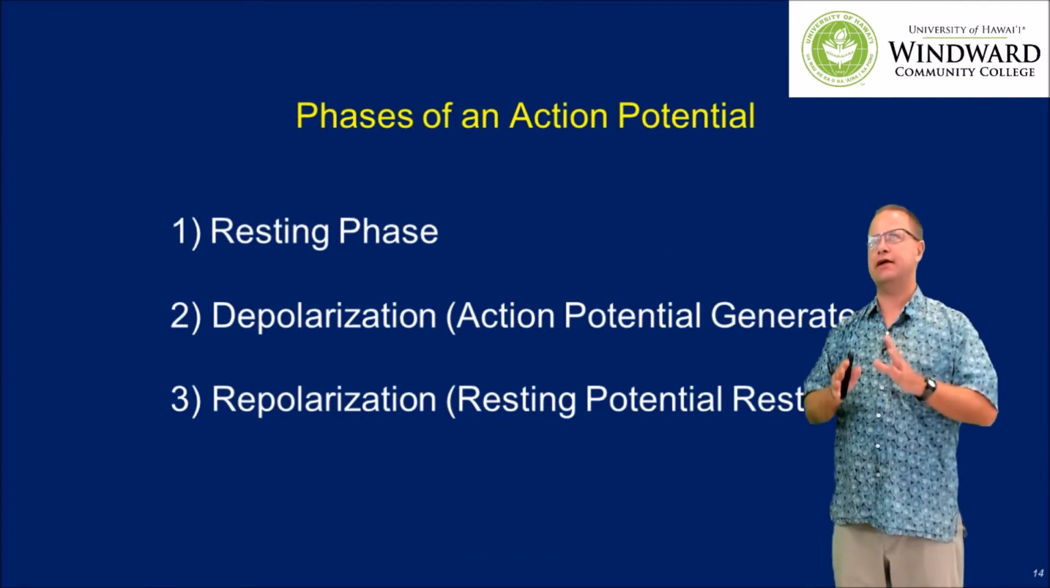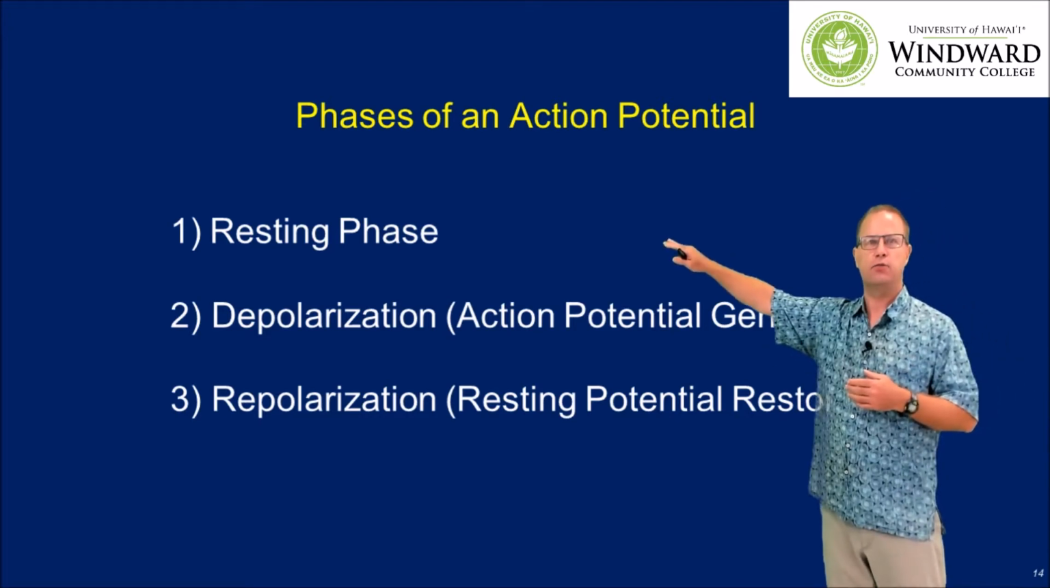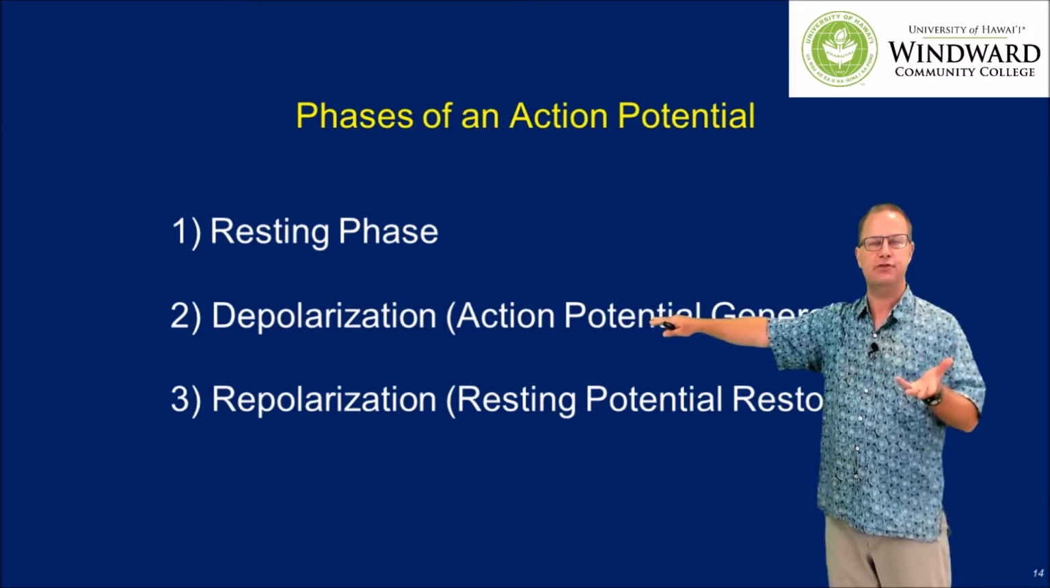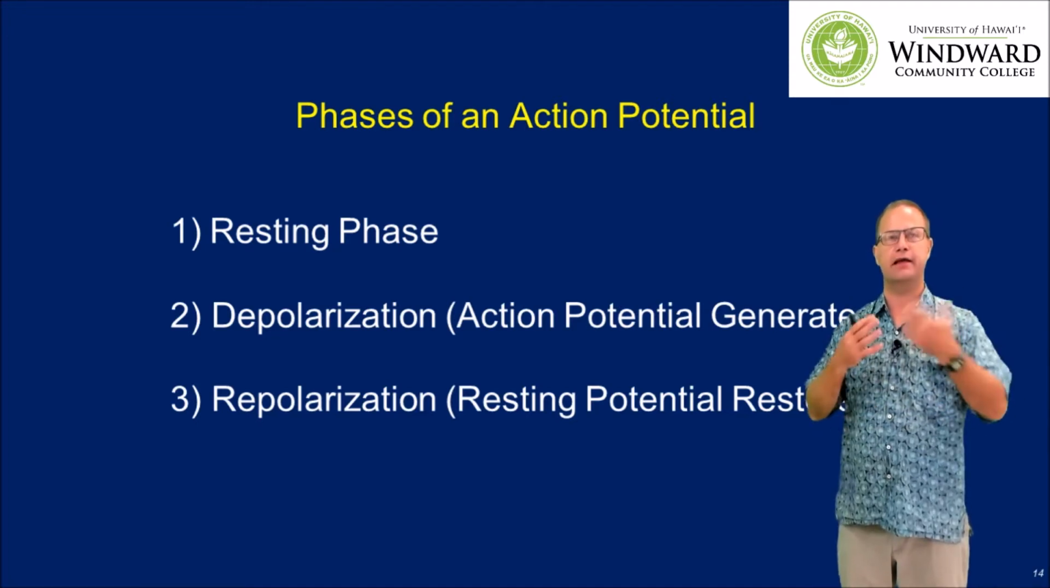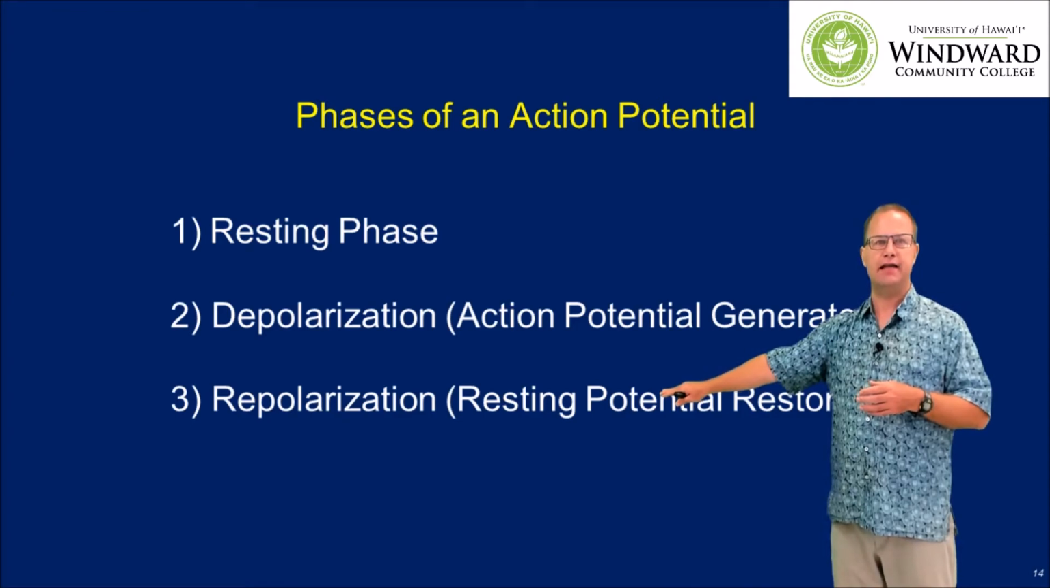Okay, so there's three electrical phases we need to talk about in terms of our neuron. Firstly, we need to talk about the resting phase. During the resting phase, the inside of the axon is negatively charged, and we'll talk about why that is. Now, if we stimulate that neuron enough, eventually it's going to depolarize or form an action potential. During the action potential, we switch that internal charge from negative to positive. And finally, repolarization goes back to negative again.